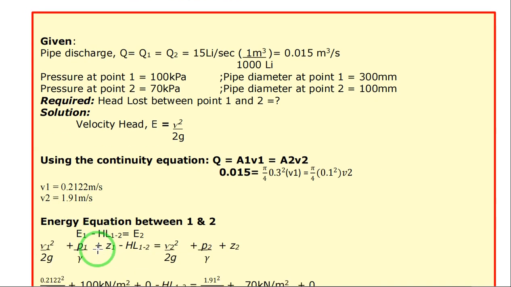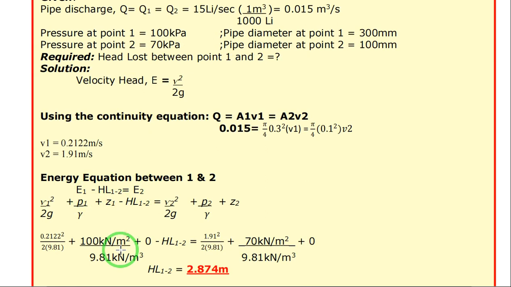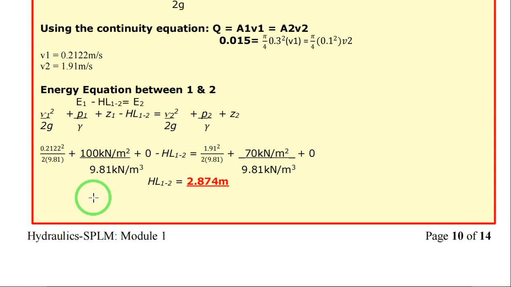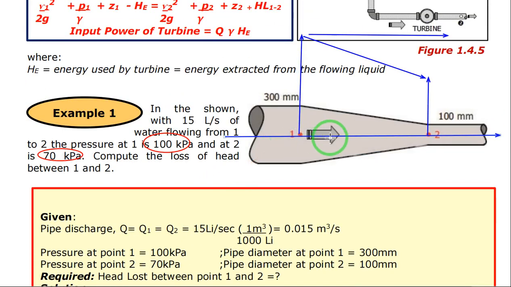So substituting these values to the energy equation, you have 0.2122 squared over 2 times 9.81 plus the pressure head at point 1. So simply substitute. So 100 kilopascal divided by the unit weight, 9.81 kilonewton per cubic meter, equals 1.91 squared over 2 times 9.81 plus 70 over 9.81 plus the head loss from 1 to 2. So your head loss will be 2.874 meters. So that is the loss of head from point 1 to point 2.